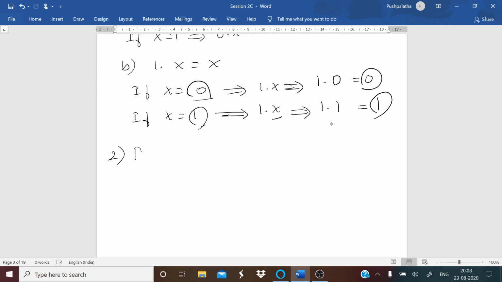Then you have properties of 0 and 1 with your OR operation.